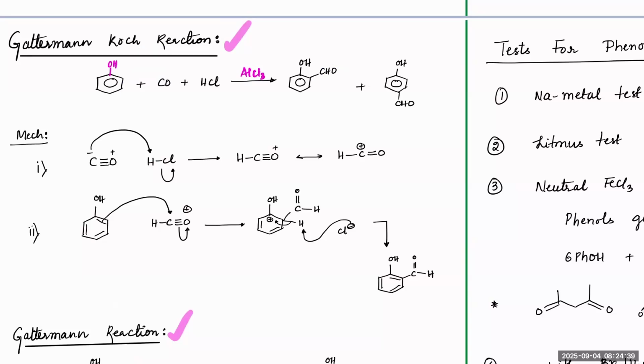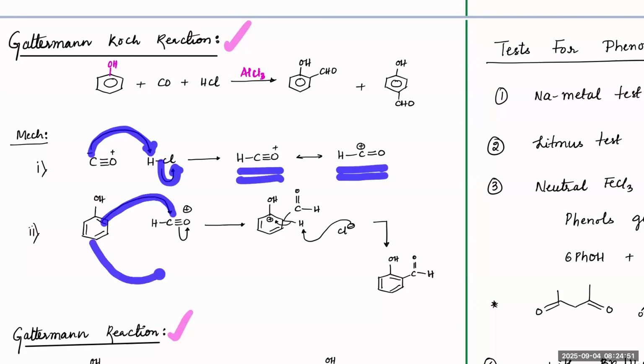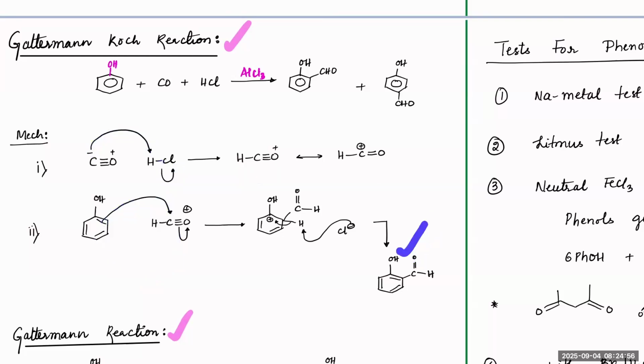Now C minus can attack on H plus. It can remove Cl, and that's how it generates a carbocation, which is an electrophile. And from the ortho position and para position, it can attack. So you can get, here I've shown you the ortho product. You can get a para product also similarly.